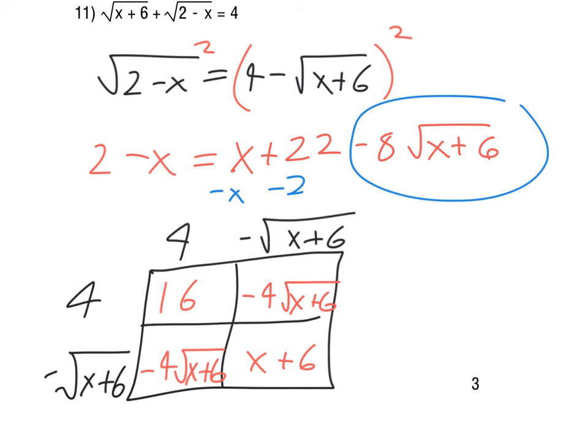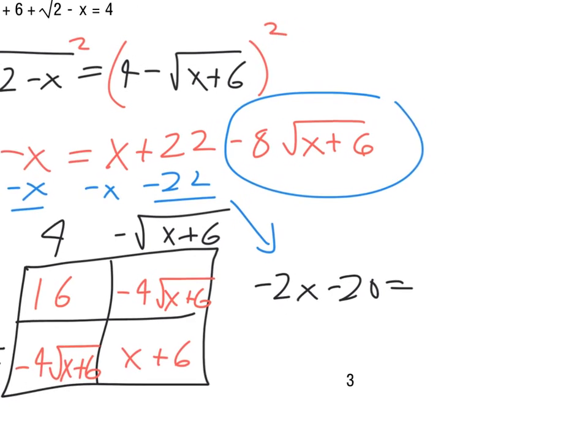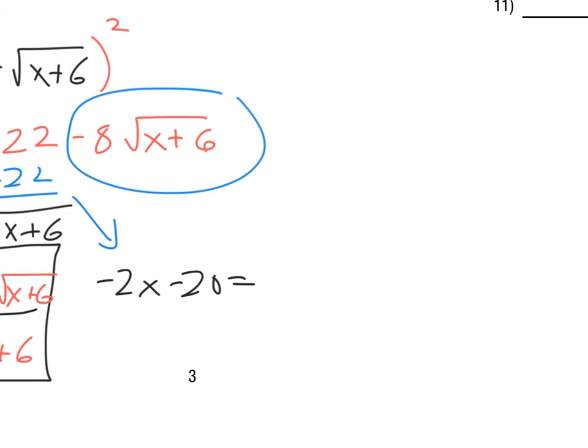So subtracting the 22, subtract the x. So we actually end up with a negative 2x minus 20, and that will equal our negative 8 square roots of x plus 6.